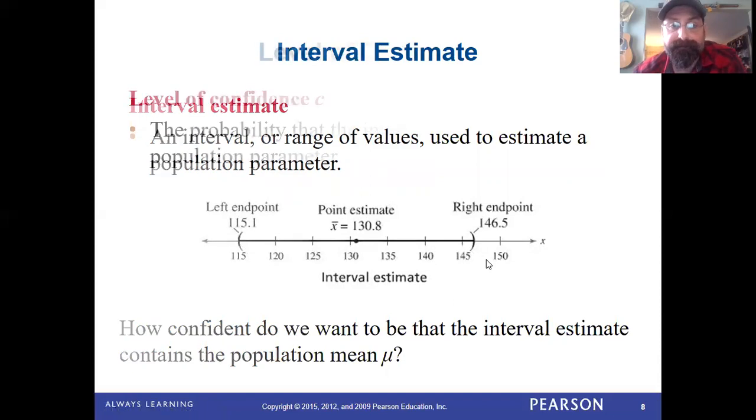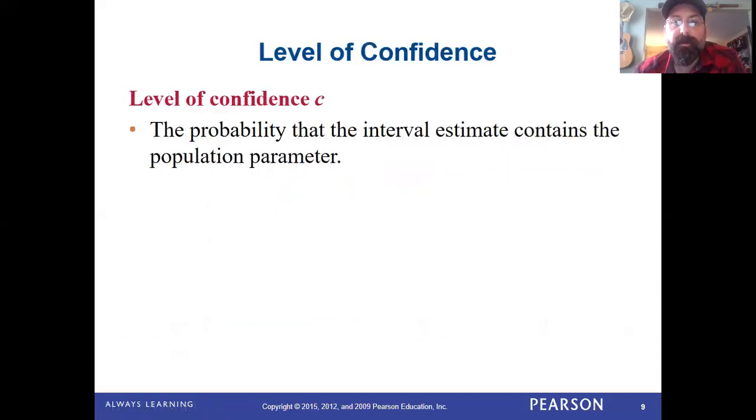Well, how do we do that? First, we just determine what level of confidence that we want. It will be the probability that the interval that we were just looking at is actually going to contain the population parameter, in our case, mu.